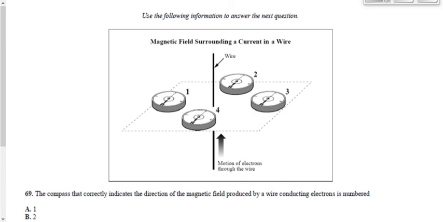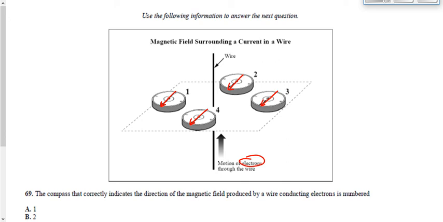Got another one. Number 69, which is maybe next page, has some compasses surrounding a wire here. Now, it doesn't photocopy real clear, so I just got to explain something about this, right? These compasses all have compass needles pointing out. They try to draw this in three dimension, but it's meant to be out of the page. Okay, we want to know which compass is correct, which compass is pointing in the right direction, if the wire carries electrons through the wire. Two things that we got to know. One, compasses point in the direction of a magnetic field. Two, how do you find the direction of a magnetic field that surrounds a wire with a current going through it? Well, let's deal with the second one first.